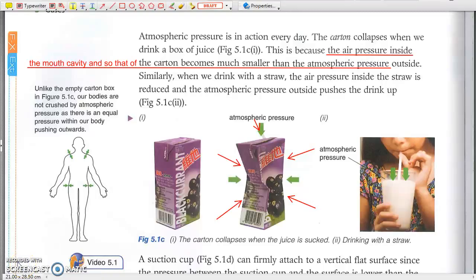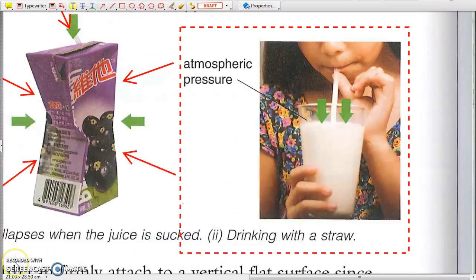So what if there's no carton? How do I explain the use of the straw? When we suck, the pressure inside our mouth decreases. The atmospheric pressure is still that strong and pushes downward, pushing the milk through the straw into our mouth.